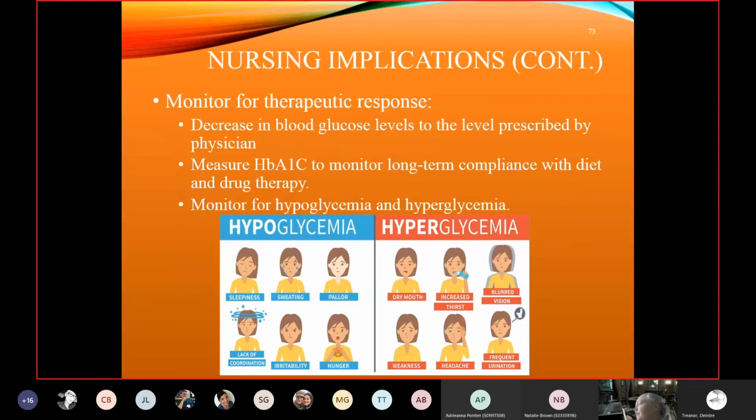You may have to give D50W or glucagon IV if the patient's unconscious, and then continue monitoring for a little while. And then monitor for therapeutic response. Obviously, therapeutic response is going to be lower blood glucose levels. The provider might be doing A1C testing, so they'll be monitoring that. And then also any hypo or hyperglycemia. You're going to monitor for any of those symptoms.